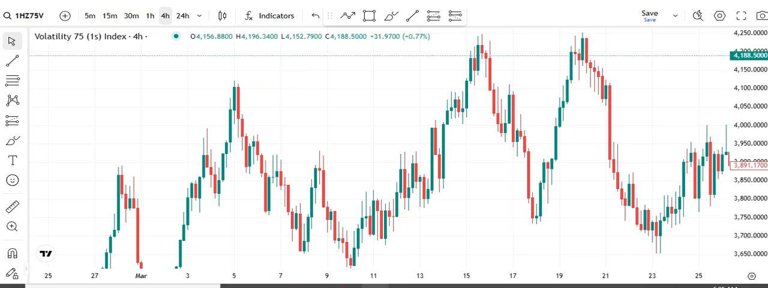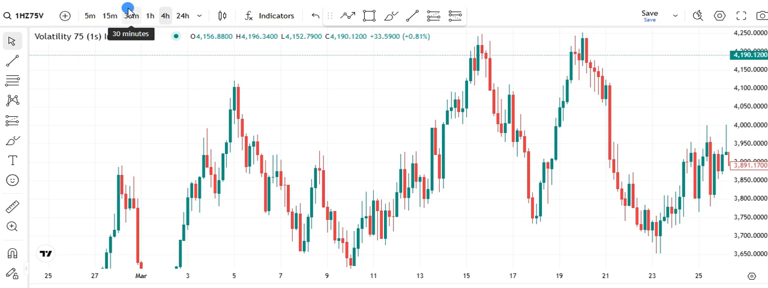Today is Saturday, the 28th of March 2026. So we'll be starting up. We'll be looking at the synthetics, because the normal FOREX market is currently away from retail traders. So let's start with the Volatility 75 (1s), which is made available by Deriv.